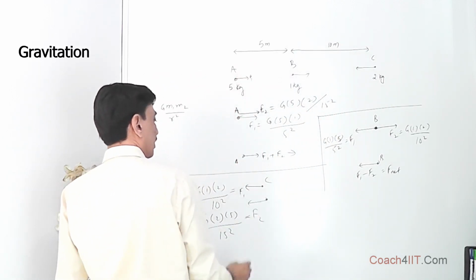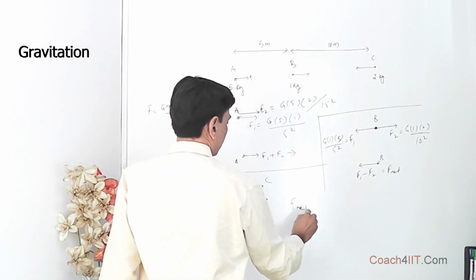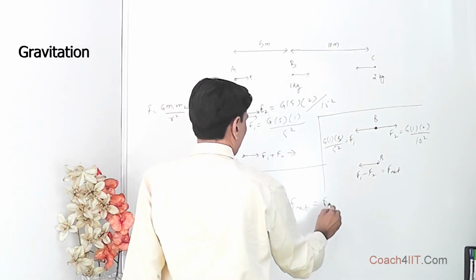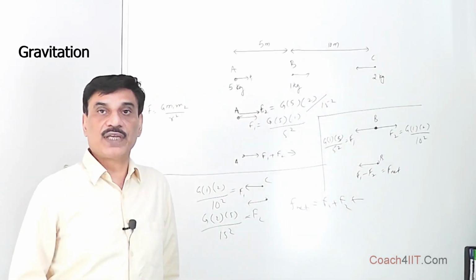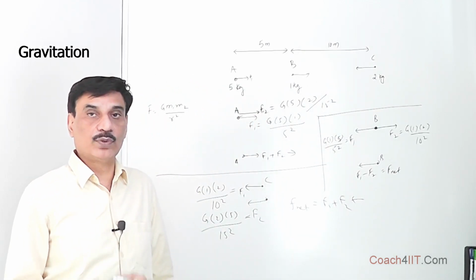Both the forces are in the same direction. So F net on C is going to be F1 plus F2, and that is going to be in this direction. So this way we can easily find what is the force on this.